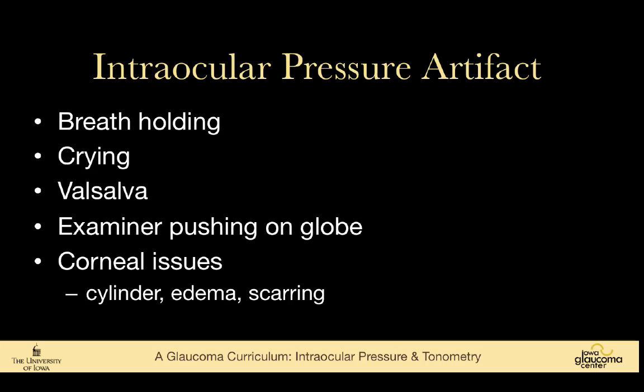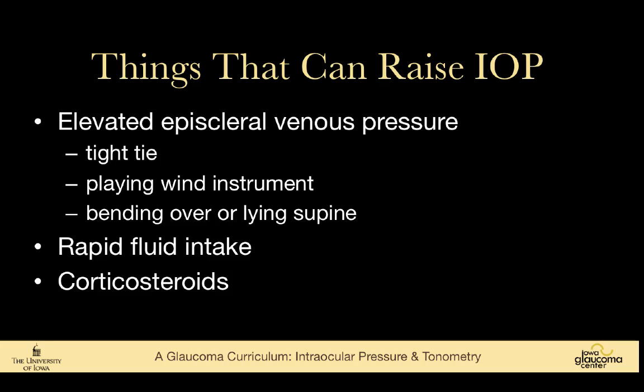It's easy to push on the globe, particularly in an eye that is very large, a highly myopic or ophthalmic eye. And anything that affects the cornea can affect the Goldmann intraocular pressure: astigmatism, edema, scarring. There are things that can artificially raise pressure.